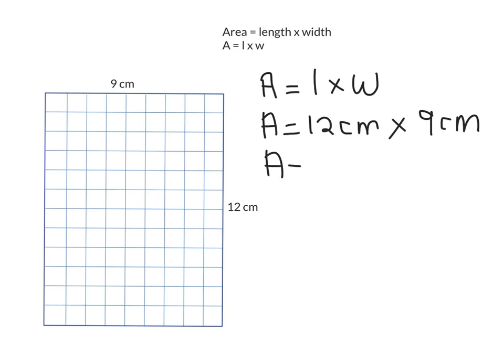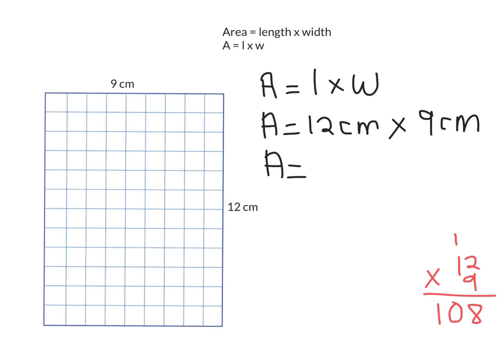Area equals, and I'm going to do my calculations. If I'm not too sure what 12 times 9 equals, I can always do it on the side. So 12 times 9. 9 times 2 equals 18. My 8 would be there. Carry my 1 over. So 9 times 1 is 9, plus the 1 is 10. So I know my measurement is 108.